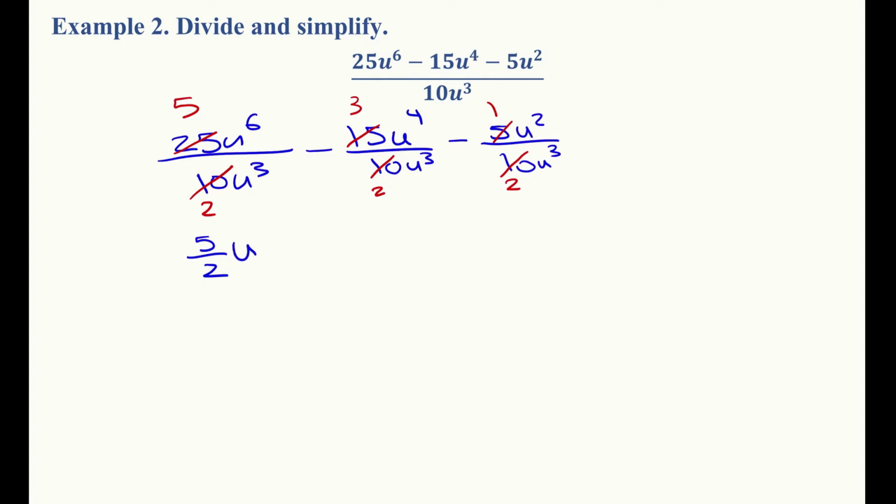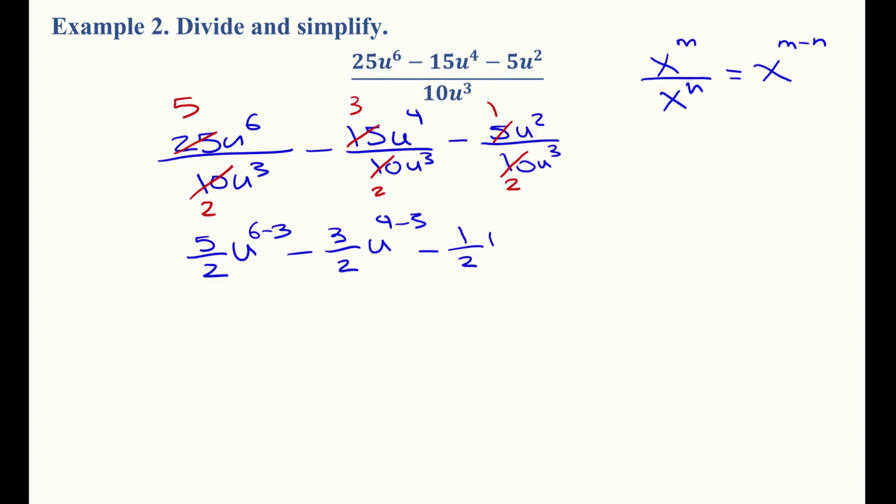u. We're going to apply the quotient rule to the powers of u, so you get u to the 6 minus 3, minus 3 halves u to the power of 4 minus 3. Remember the quotient rule, x to the m over x to the n equals x to the m minus n. And then finally minus 1 half u to the 2 minus 3.